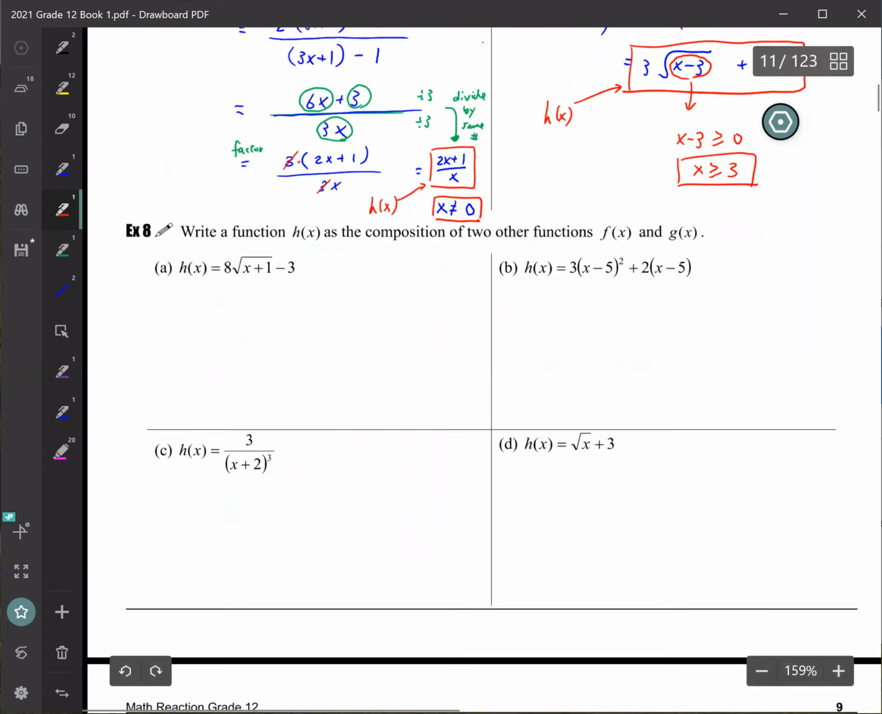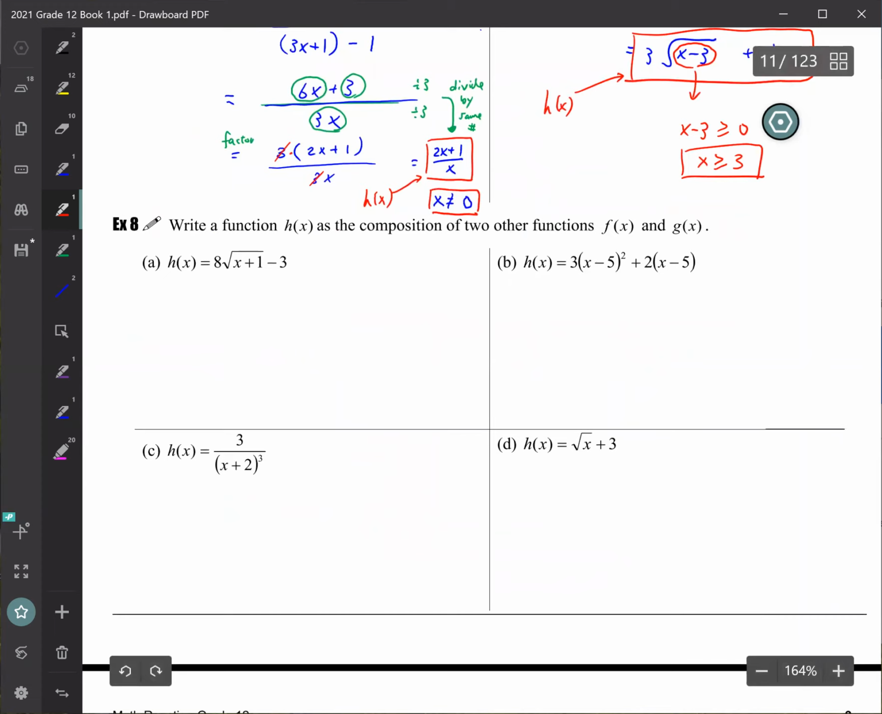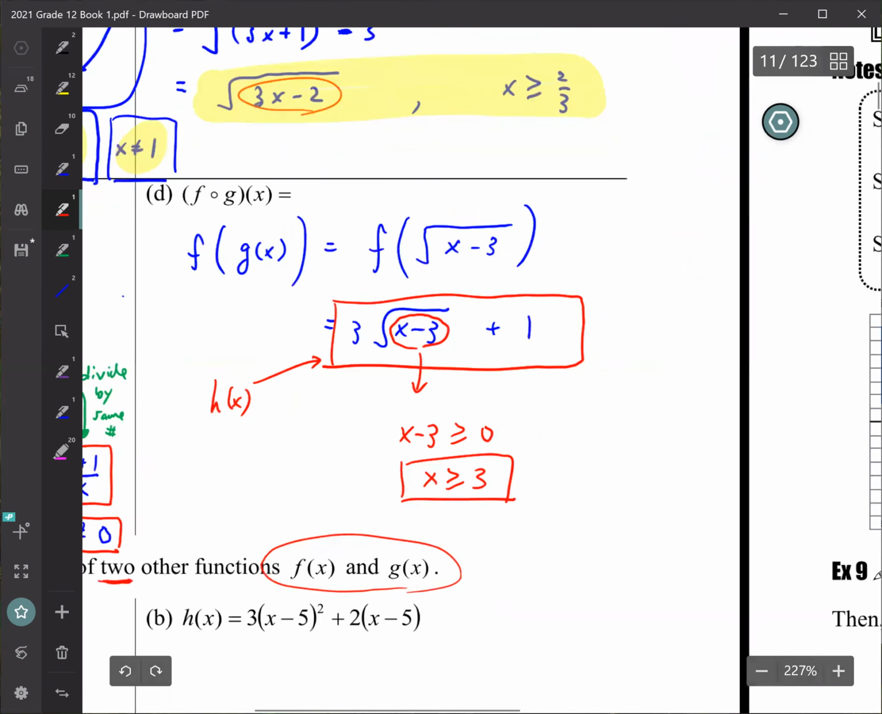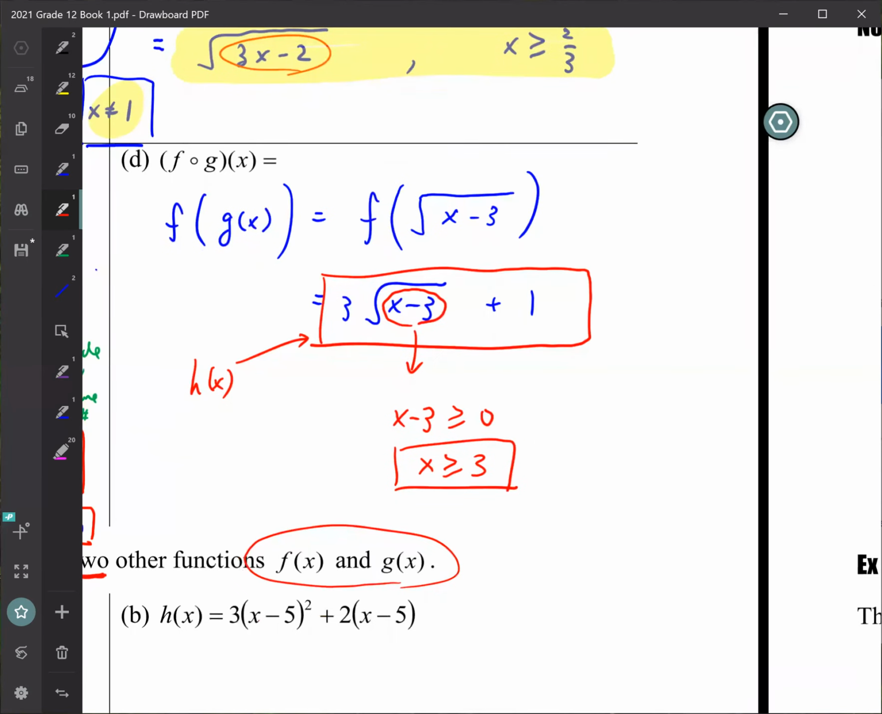The next exercise here. So write a function h of x, right? H of x represents the composite, right? So write the function as a composition of two other functions, f and g, right? So you want to go back and find out the two functions. If you put one into the other, it can create what you see right now. Okay, there are several ways to do this. I'll demonstrate one, for example, the one we just finished.